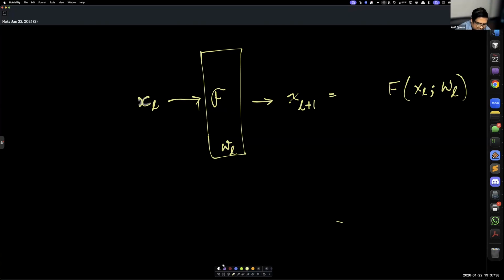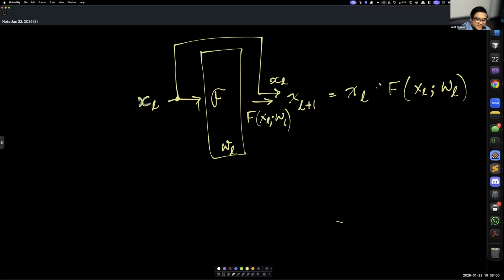Now, the idea of residual is that you take a bit of the original signal, bypass, and add it also, right? So if the original signal comes back here, then what happens? It becomes F of XL, WL. So both of these need to be added now, isn't it?